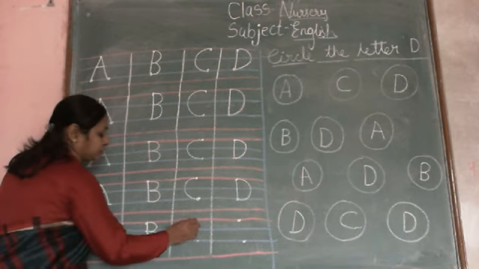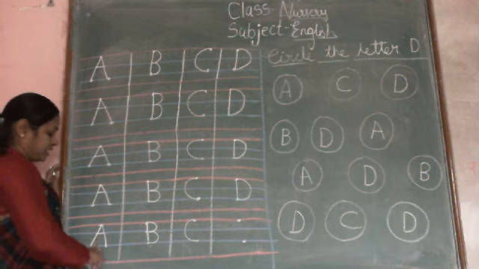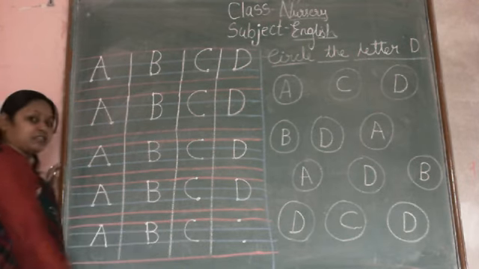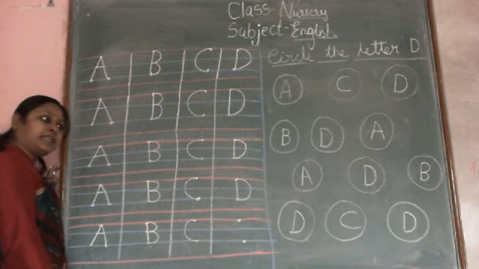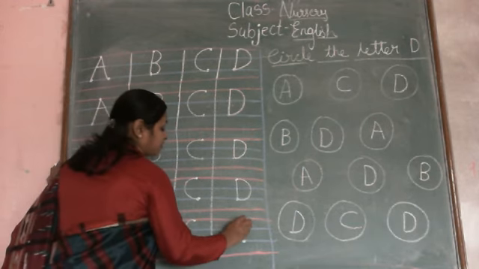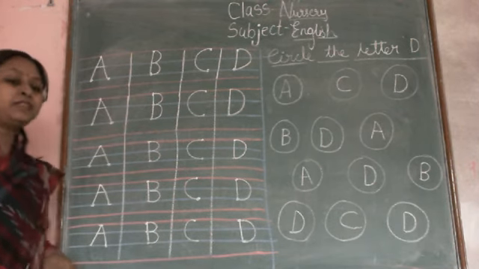C. A, B, C. After C, which letter will come? D. Very good, my dears. You are so sweet. D. Which letter will come? D.